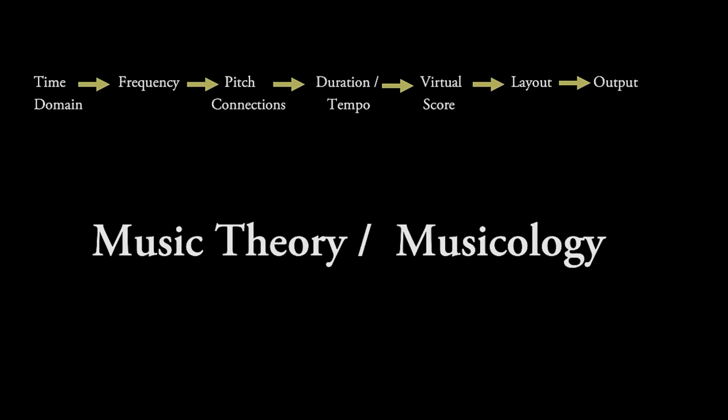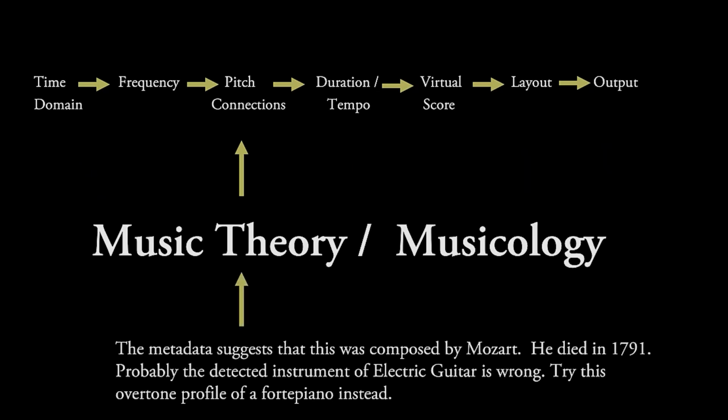But there's another side that's been much less talked about, and it's a place of great potential that I think people in this class will be able to contribute to. And that is going from music theory or musicology back, and using things that we know about theory or history of music or music studies to enhance the quality of the algorithms being used in these places. For instance, at the pitch connection level, we can say, well, let's look at the metadata, and it suggests that this is a piece by Mozart. He died in 1791, so let's look at those instruments.